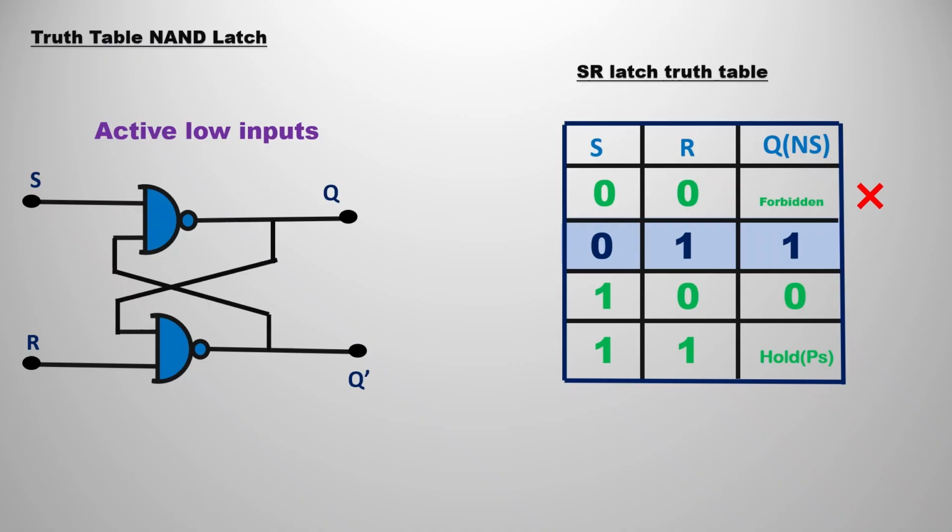So I hope you know the NAND gate truth table, but this is the SR latch truth table. If you observe, if you pass S and R as 0 0, the output would be forbidden. For 0 1, it is exactly opposite of the NOR gate truth table. 0 1 means it will be set, 1 0 means it will be reset, 1 1 means it will hold the previous state. PS means previous state, NS means next state. We will also verify the truth table by putting each and every value in the circuit diagram, and we are going to verify the outputs.